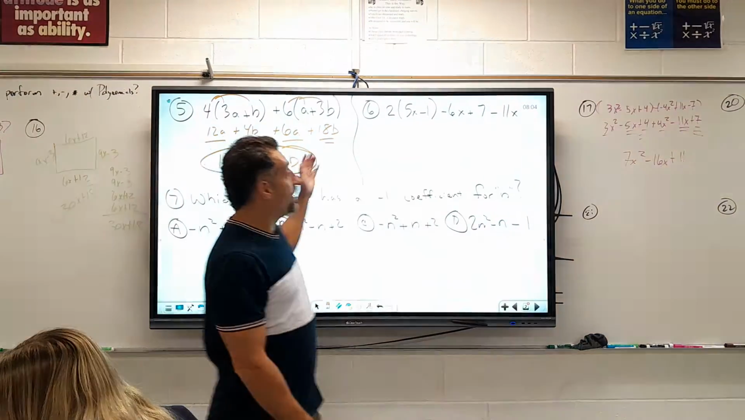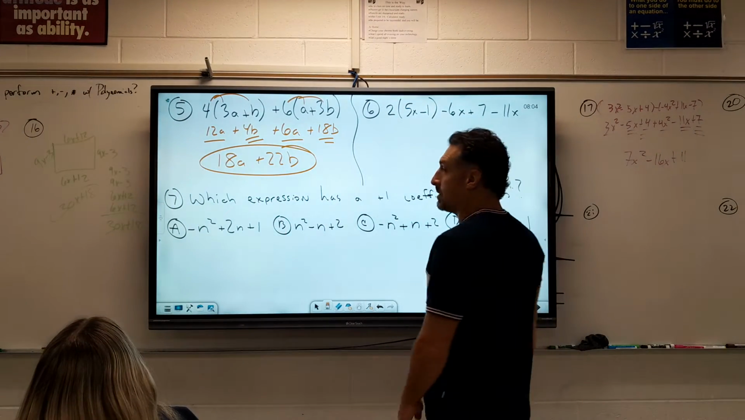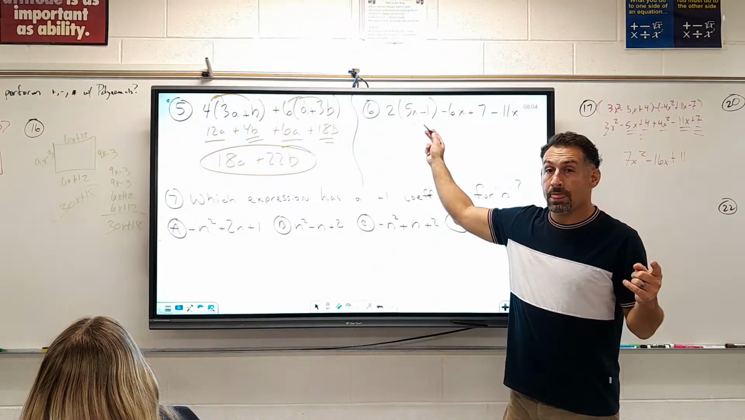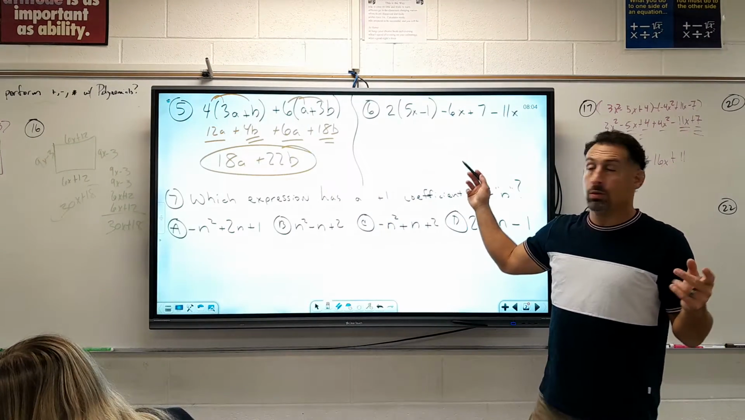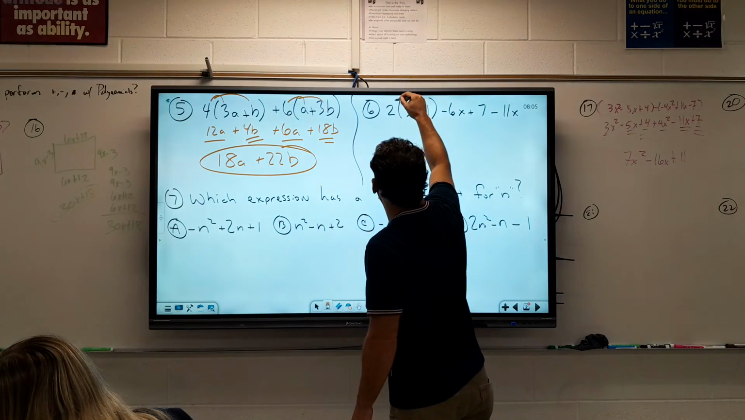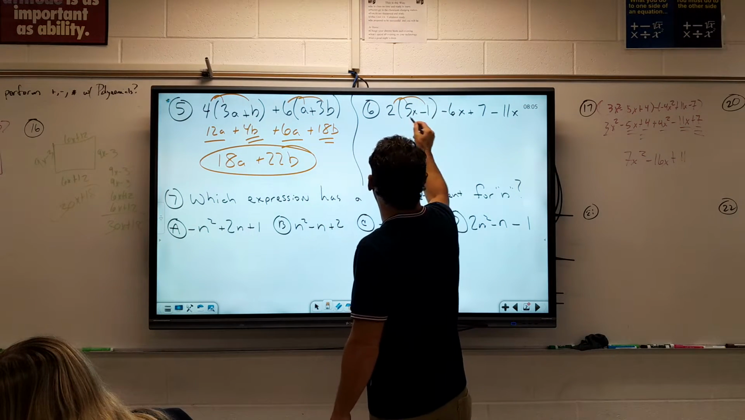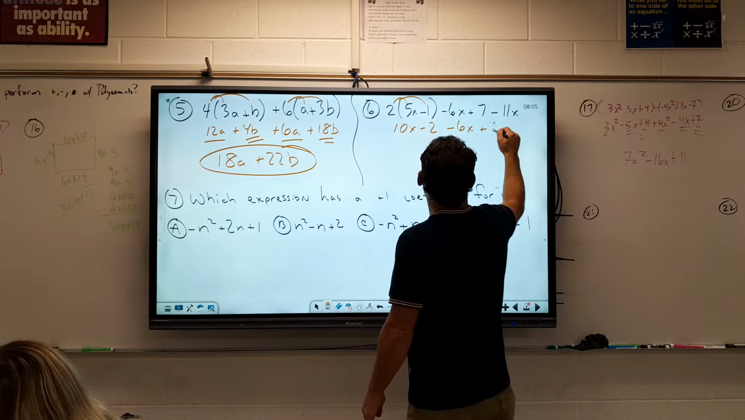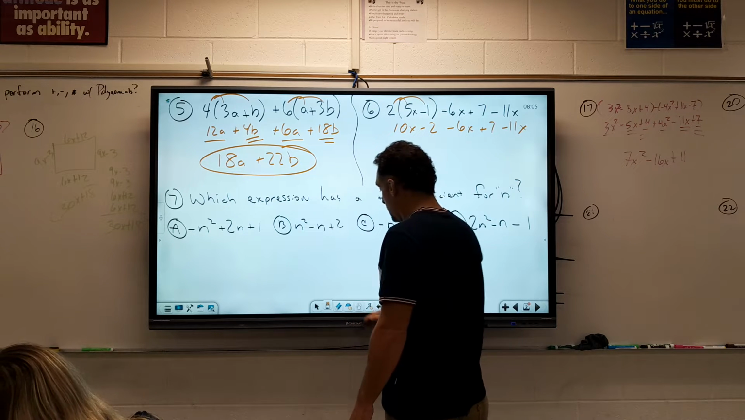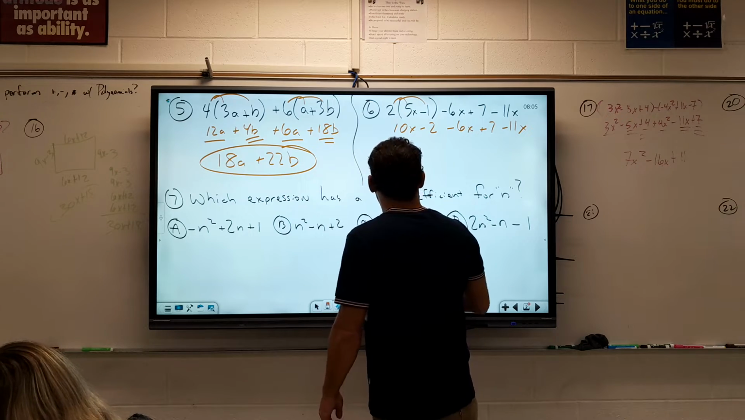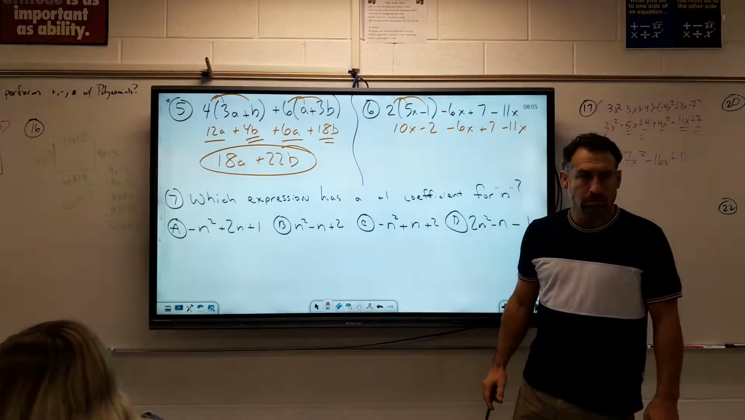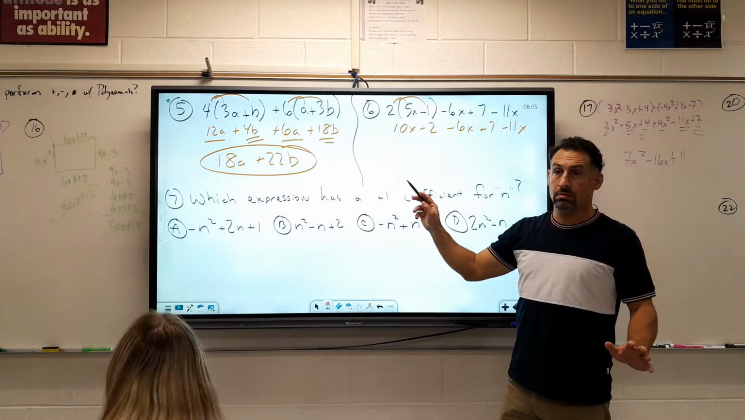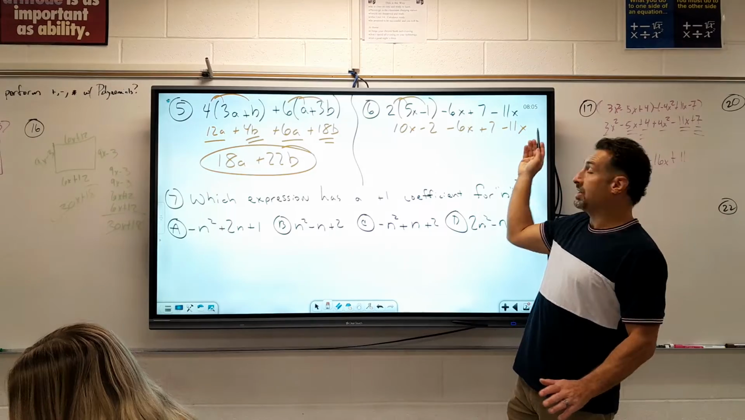Let's jump ahead over here. Kind of a little weird problem, but it's really just distribute one time and then collect like terms, which we've done a fair bit of collecting like terms. So you're going to distribute and distribute. So this is just 10x minus 2 minus a 6x plus a 7 minus 11x. Okay, don't feel overwhelmed. All we did was take that 2 and multiply it. That's it. The rest just follows the exact same.